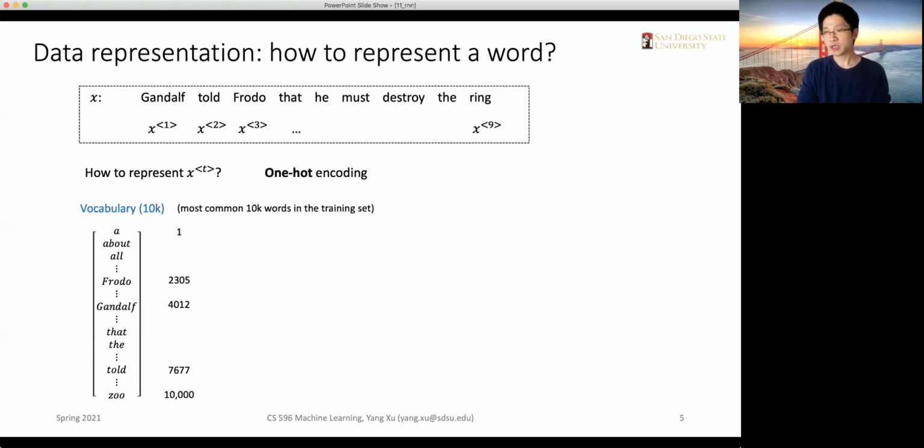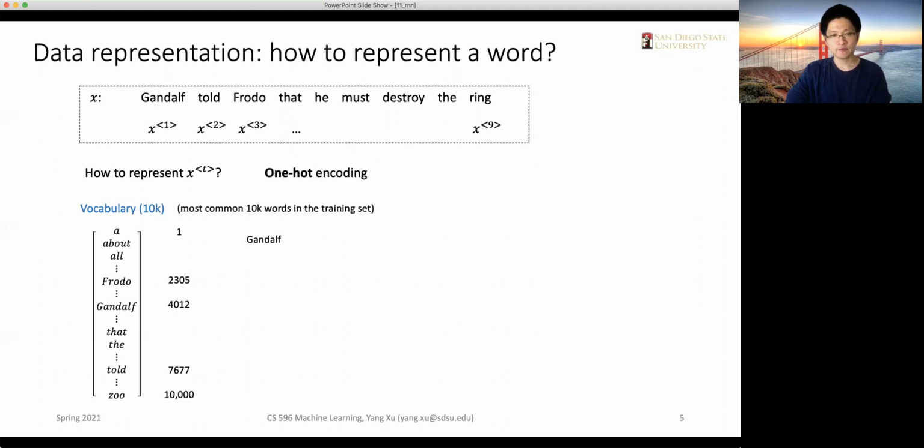So this will be the basis for us to construct the so-called one-hot encoding for each word. Given this vocabulary, we can assign each word a number as the index for that word. Let's give 1 to the first word, a, and 10,000 to the last word, zoo. Each word will get a unique index. And assume that the word Frodo is indexed 2,305 and Gandalf is indexed with 4,012. So mark these two indices, and we will use them for the next step.